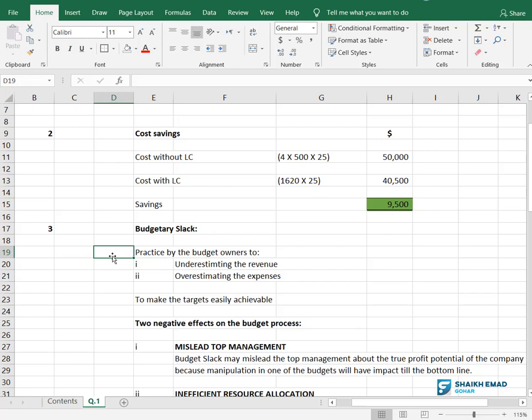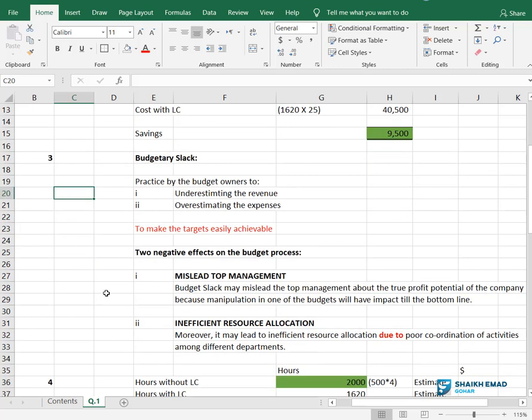Practice by the budget owners to understate the revenue or overstate the expenses. Why? To make the targets easily achievable. This is the word you have to use. This point is very important. Getting it? If you don't write this, the definition is not complete. Because you need to tell them why they will understate the revenue, why they will overstate the expense. Why? To make the targets easily achievable. Okay, so this is the answer for budgetary slack.